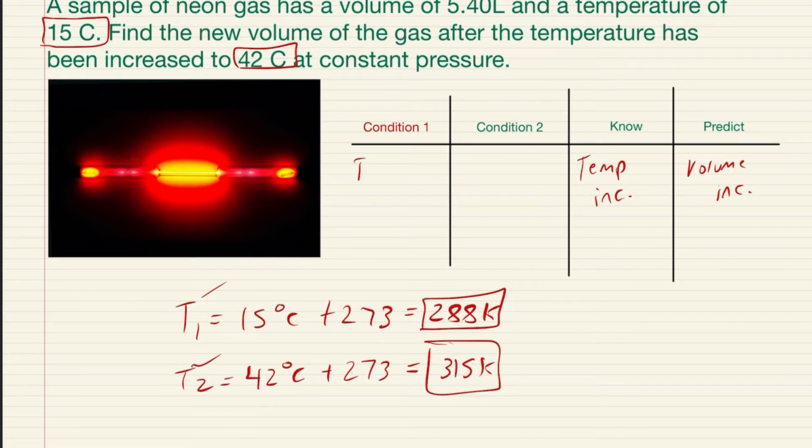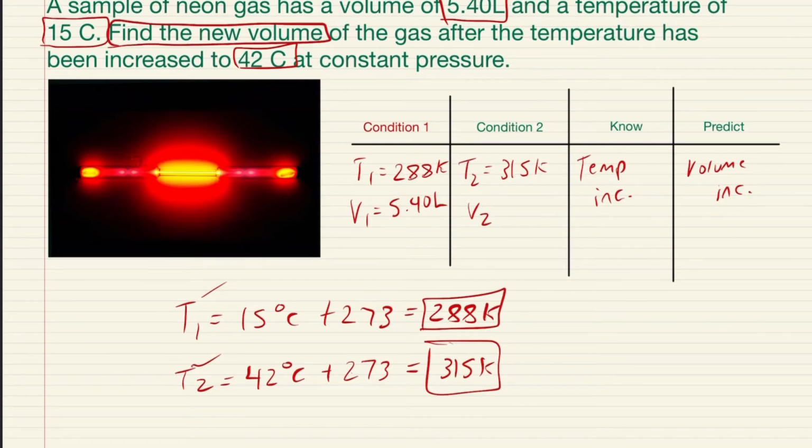As far as our condition 1 and condition 2, what is given? We know our T1, and then we know our V1. We know that our T1, or the first temperature, is 288 Kelvin. And we know that our first volume is 5.40 liters, because that's given right up here. Condition 2, we know that the temperature equals 315 Kelvin. The second volume, though, find the new volume, we don't know what it is yet. So V2 is a mystery to us.